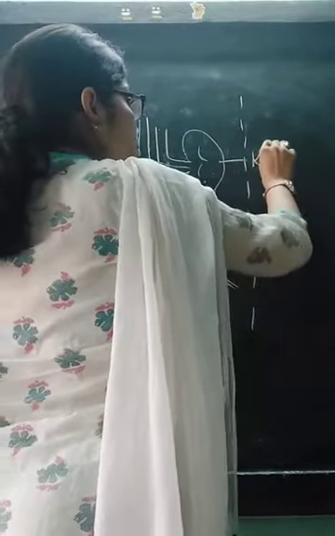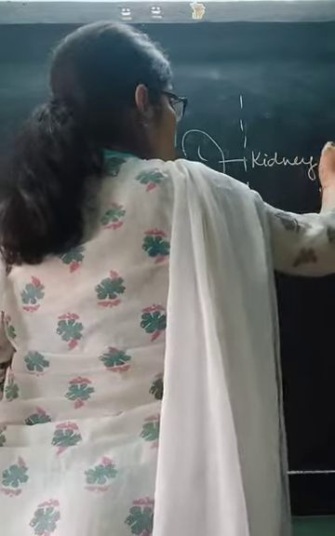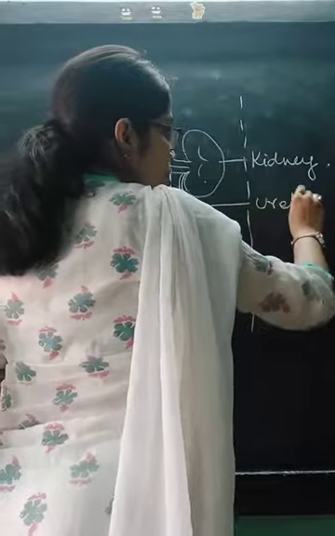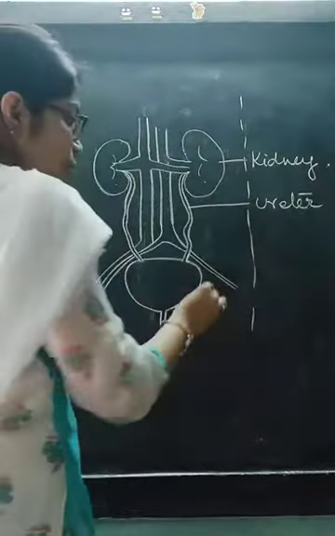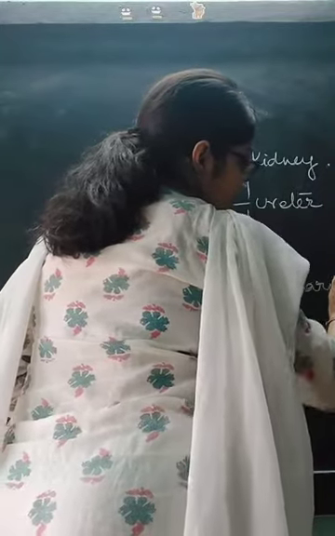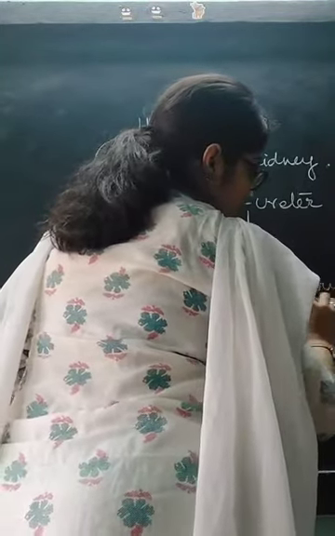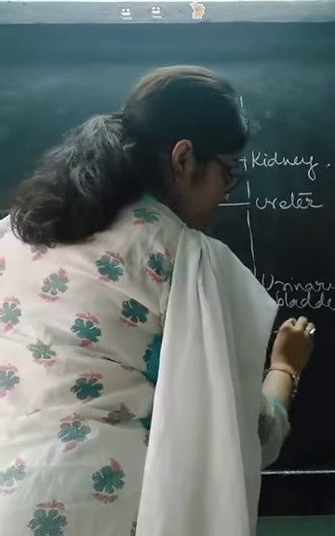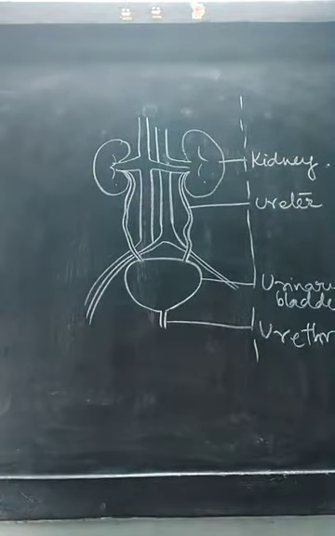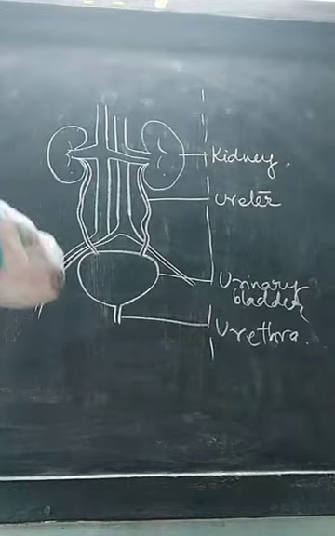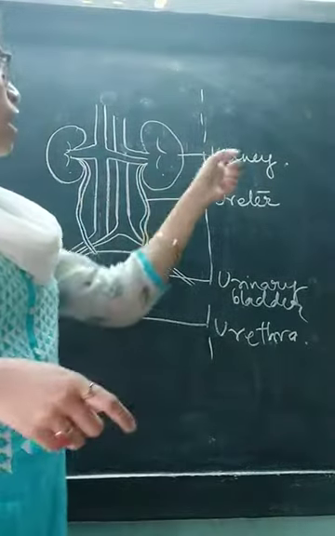Kidney. Next, ureter. I will discuss their structure and function in details. Urinary bladder. Urethra. So these are the four main parts of the excretory system in humans. Okay, first talking about the kidneys.